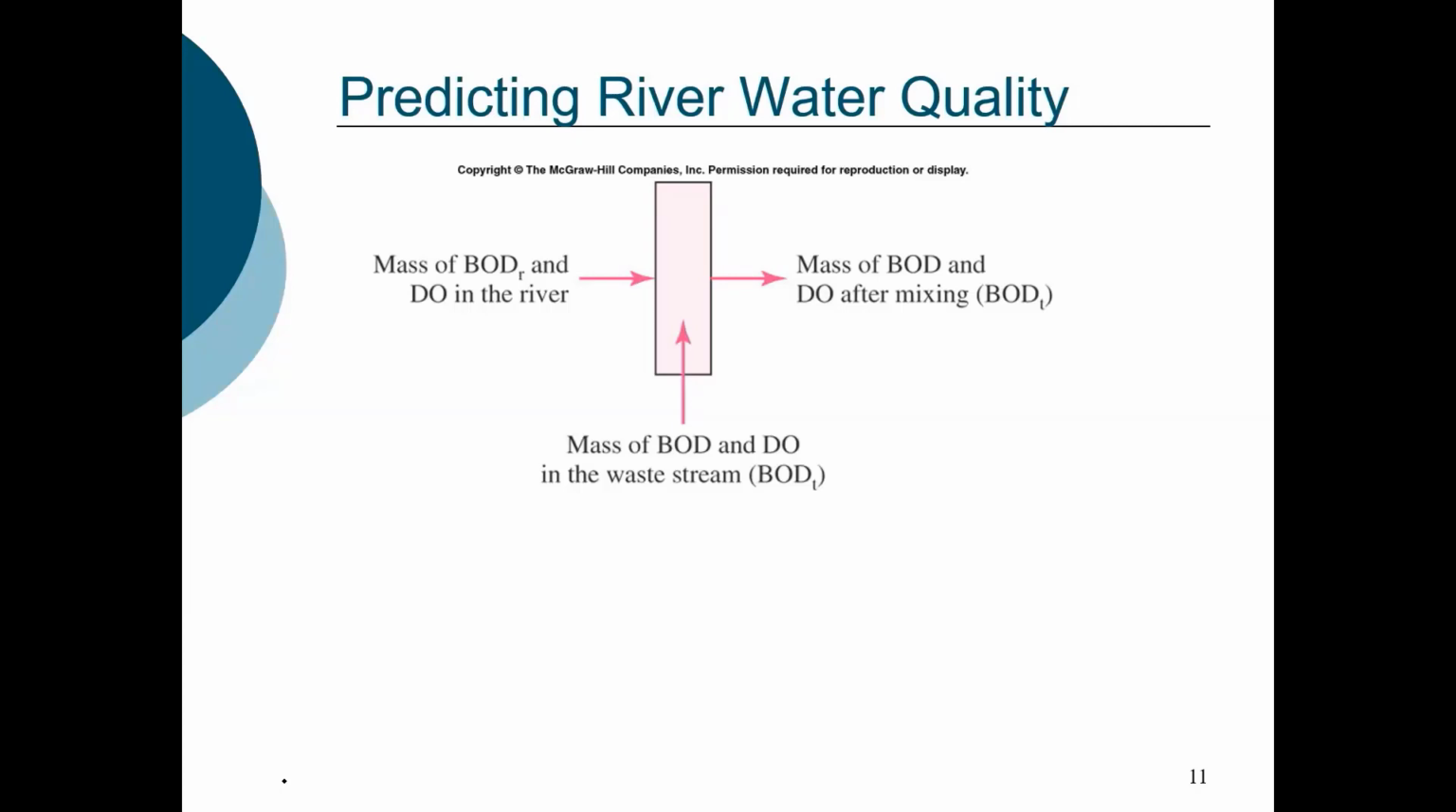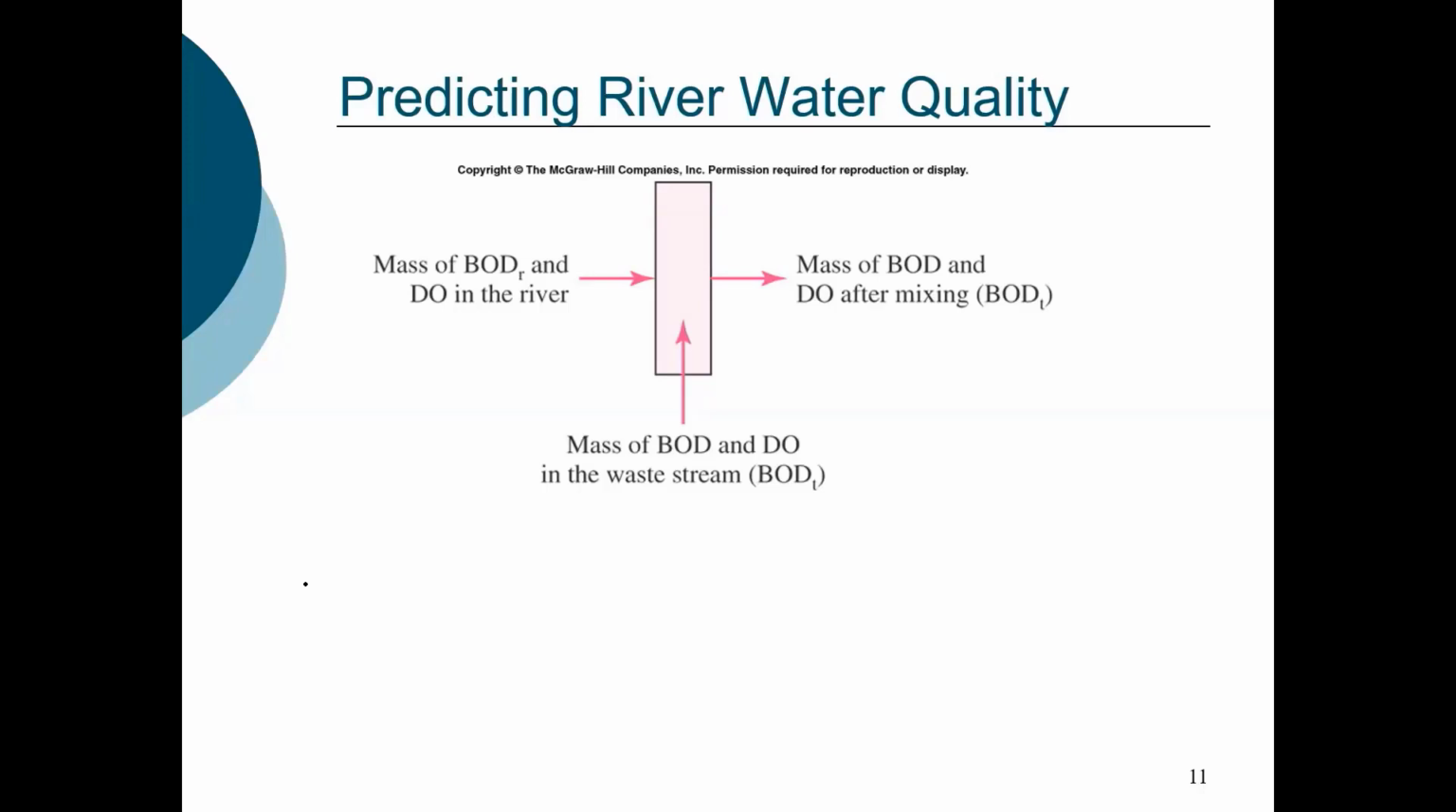Now, back in 280, you did a little bit of this. However, you may not remember. And we'll go through this a little bit, maybe in a little more detail in terms of the assumptions versus what was done in 280. So we're looking at predicting river quality.